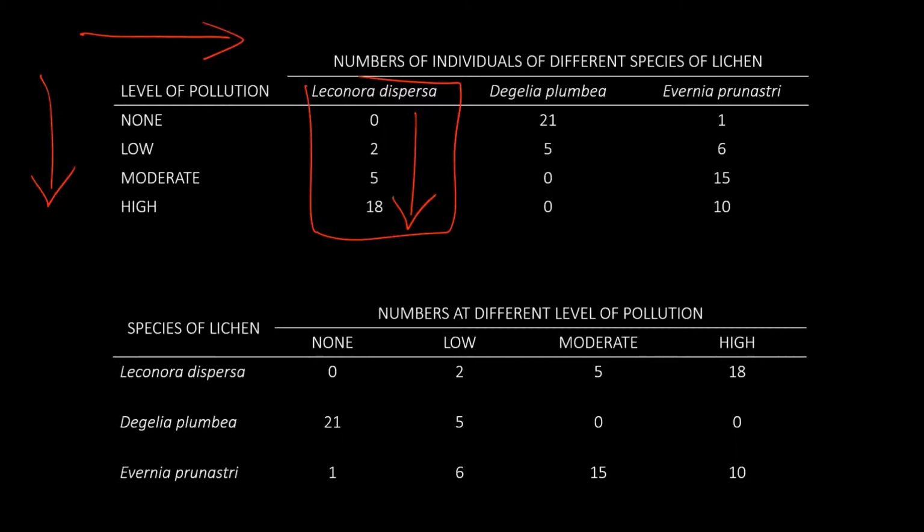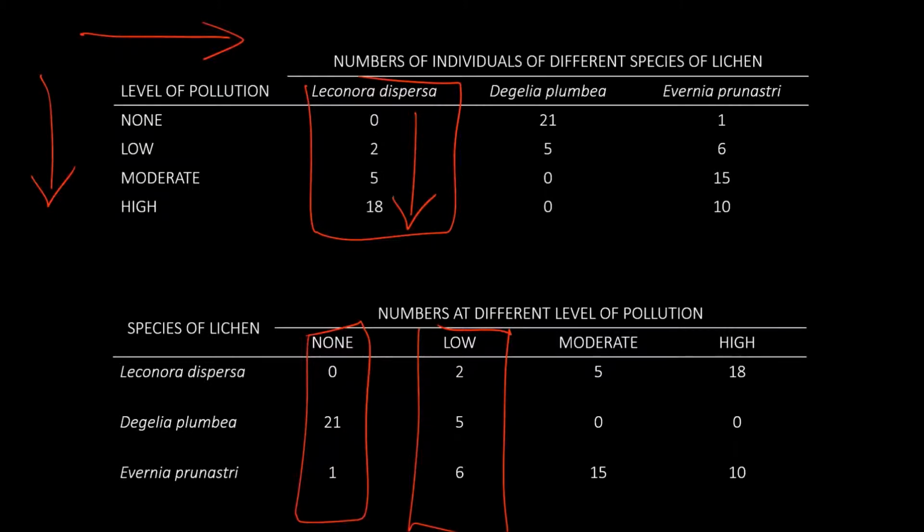So in this case, if you're looking at low levels of pollution, for instance, then you can see there that actually you find all 3 of those species. You get a little bit less of Lecanora dispersa than the other 2, but you get all 3. Whereas where there is no pollution at all, you get nearly all of this Dagelia plumbea, not a little bit of Evernia prunastri, and hardly any of the Lecanora dispersa.